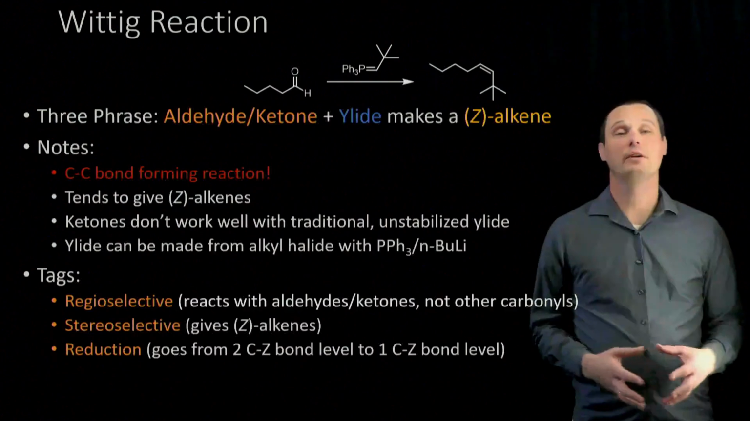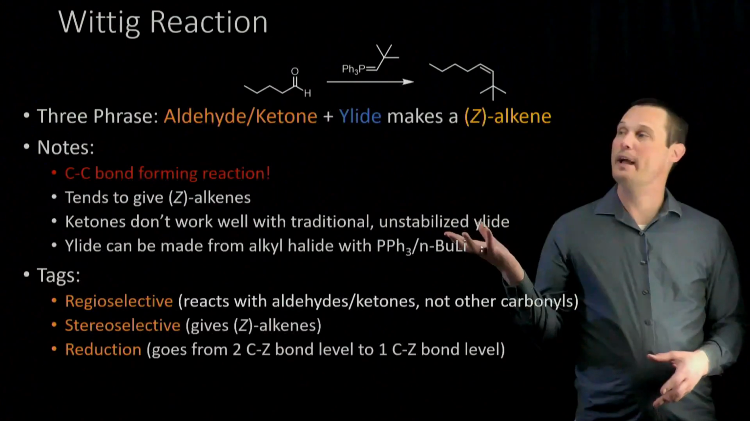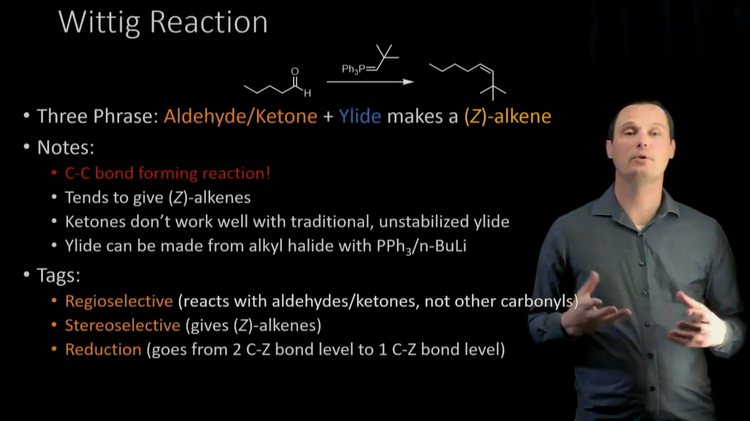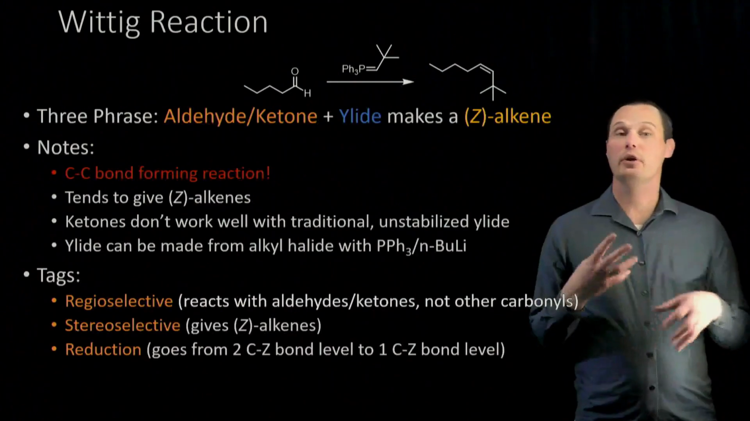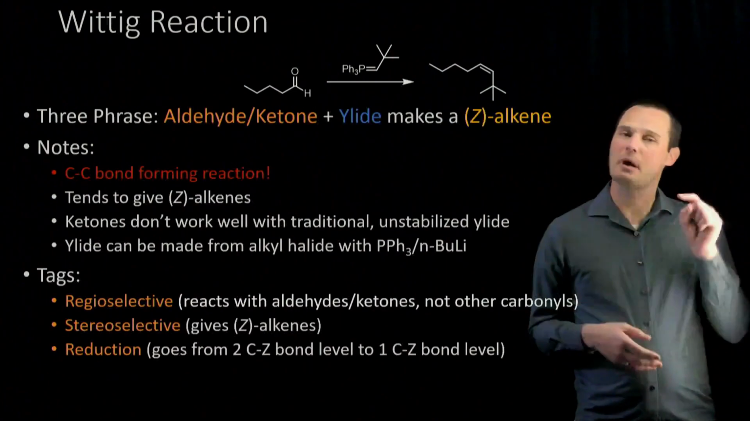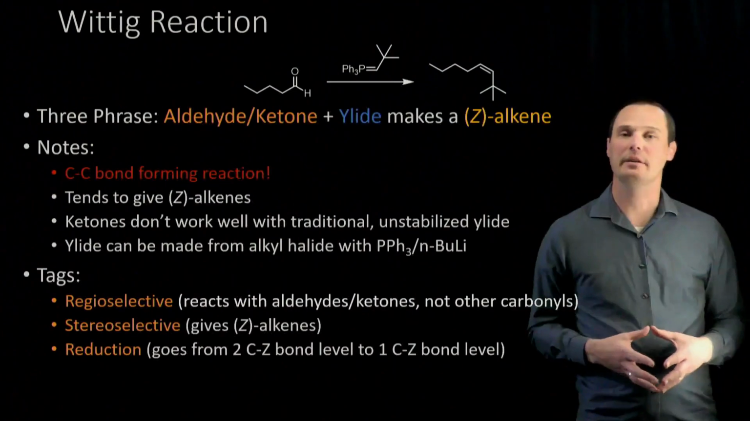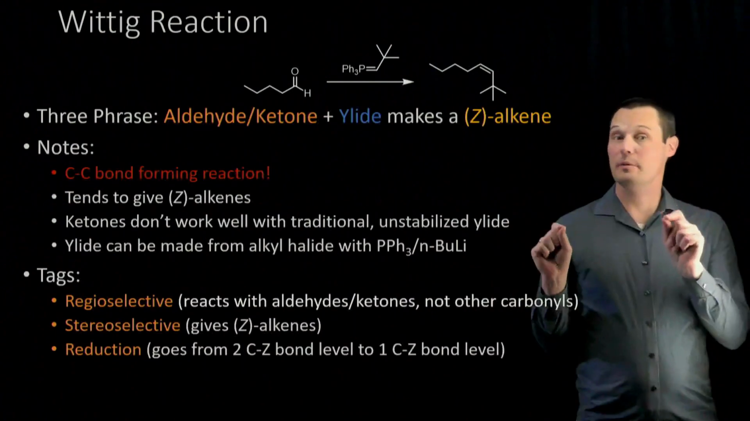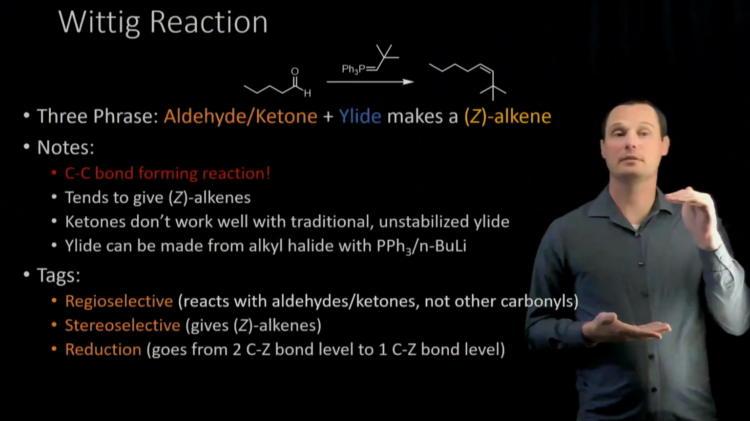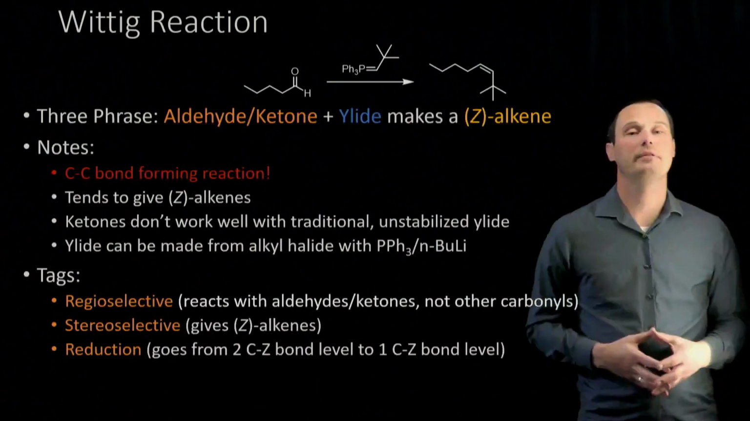Here's our reaction card for the Wittig reaction. The three-phrase sentence is a reaction of an aldehyde and a ketone with an ylide to form primarily a Z-alkene. We need to know that three-phrase sentence and all possible combinations. I'll refer you to my video on three-phrase sentences that I'll link to down below. Notes: this is a carbon-carbon bond forming reaction. You should have a whole list of carbon-carbon bond forming reactions, and this one should definitely be on there.